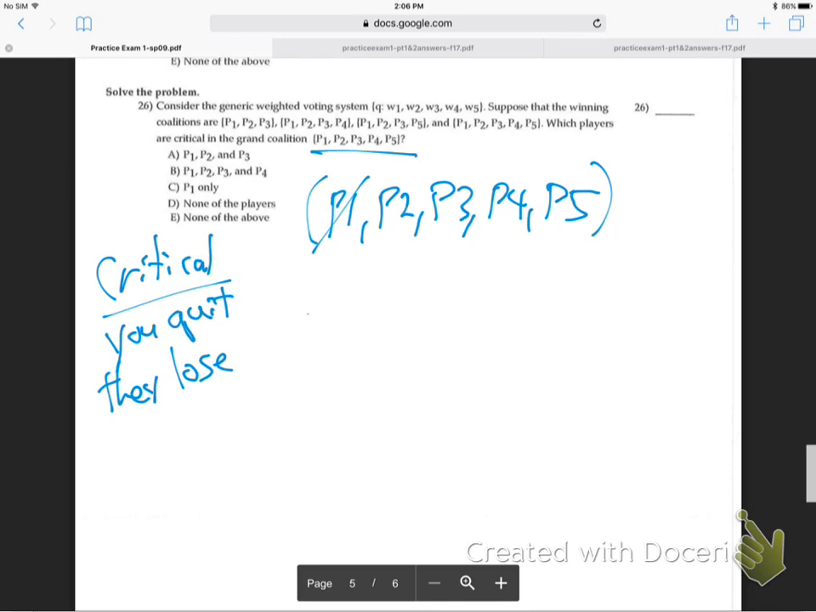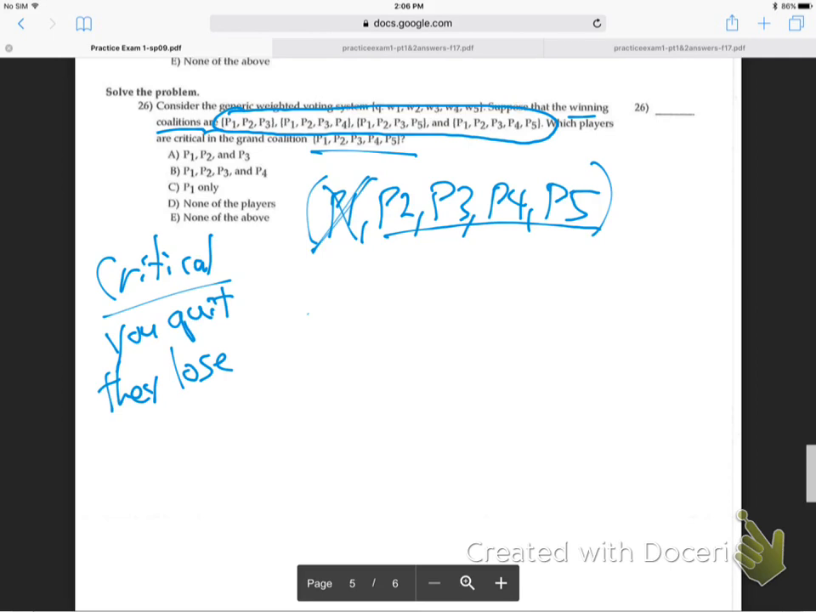When you're coming up here, see what it's saying? It's saying the winning coalitions are, that means these right here are the only winning coalitions. Those are the only teams that win. So if P1 drops off, you've got the team P2, P3, P4, P5 left. So look up there. Is that listed as one of the winning teams? Is the team P2 through P5 this one? No.